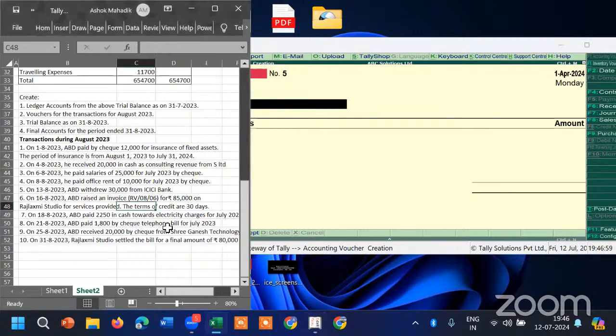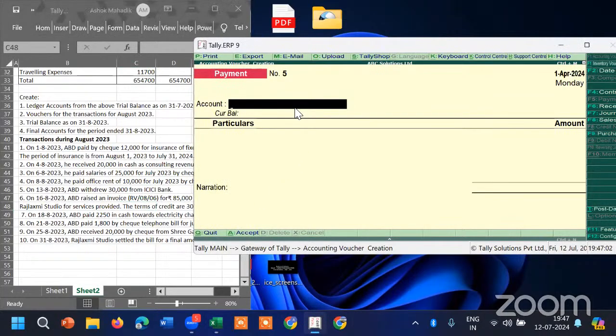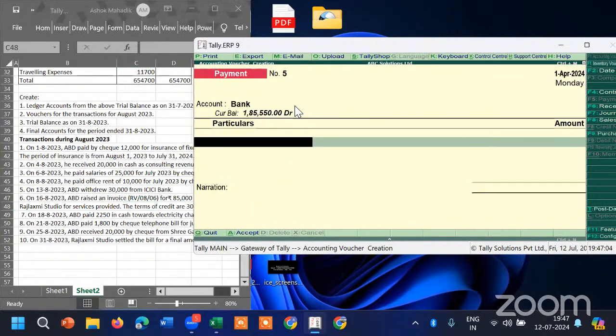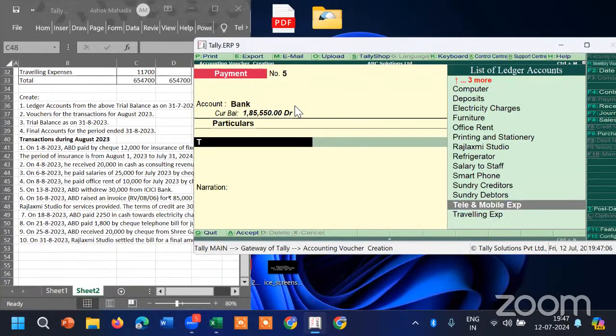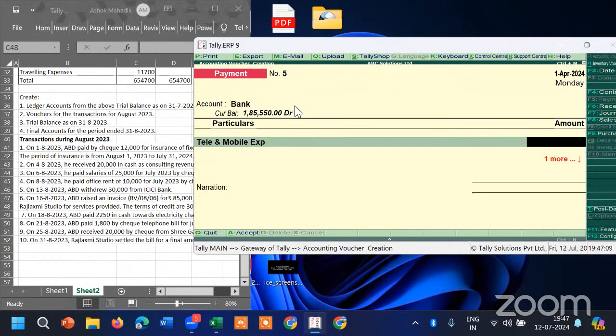1800 telephone bill paid by check. So again, bank will come into picture. Telephone expense. 1800 will be the amount, right?